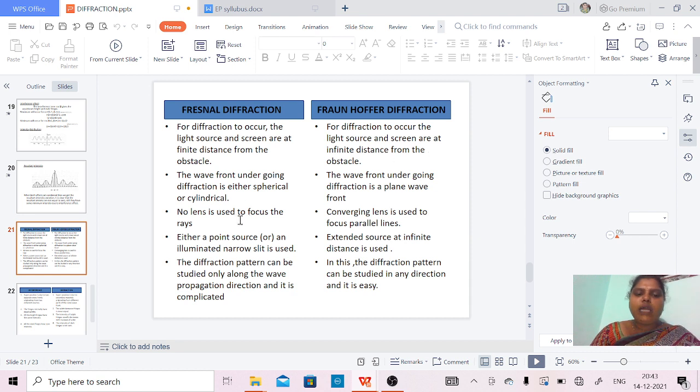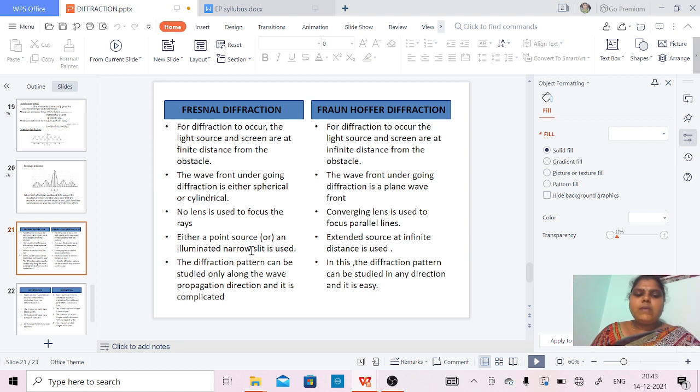And in Fresnel's diffraction, no lens is used to focus the rays. You should remember that in case of Fresnel's diffraction, we are not using any lens. In case of Fraunhofer diffraction, we are using a converging lens, a convex lens. The converging lens is used to focus the parallel rays.